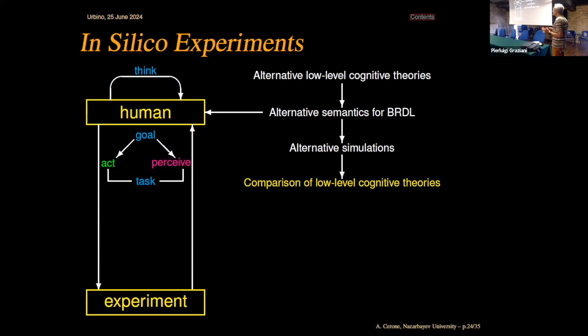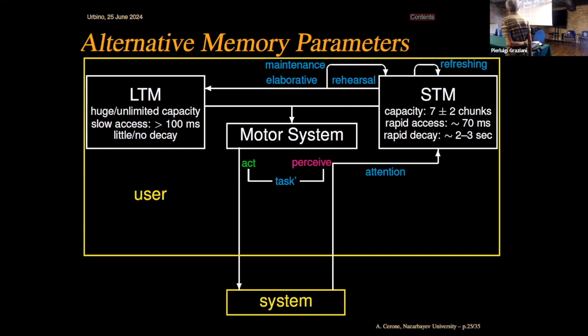So you compare the in silico simulation with what you get in experiments with human beings. For example, as I said, all these parameters, you see this number here, you can vary in a way to provide alternative BRDL semantics. Then you simulate experiments which have been done in reality, and you see which combination best matches the results of the experiment. So you apply this in silico simulation to understand which are the most likely, most correct theories in psychology.